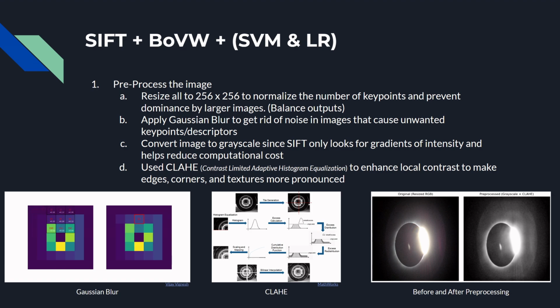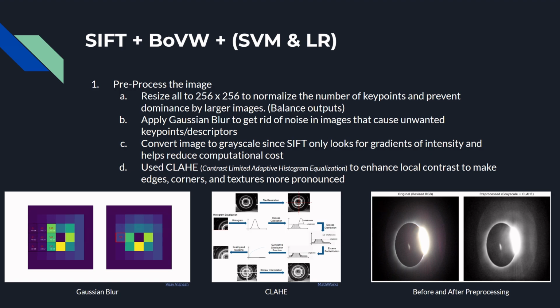We then applied Gaussian blur to get rid of noise in images that cause unwanted key points and descriptors. We can see in the first image kind of how Gaussian blur works. Each pixel is being adjusted depending on the pixels around it and how far they are from the center pixel. Closer neighbors to the center pixel are given more weight, which is more influence. Farther neighbors are given less weight, and these weights actually come from the Gaussian function, which looks like a smooth bell curve.